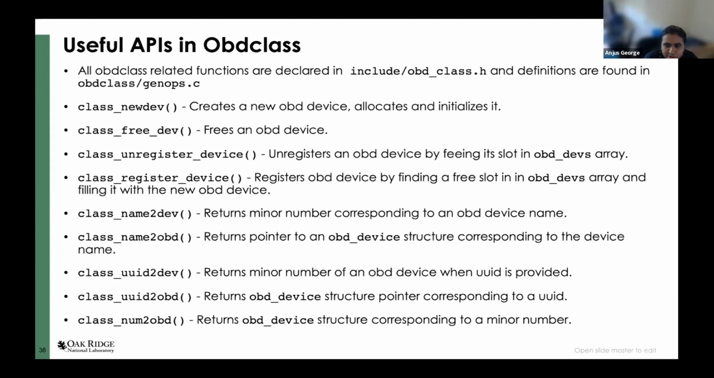Class_register, unregister and register device unregisters and registers the OBD device. The class_name2dev function returns the minor number corresponding to an OBD device name. Class_name2obd returns a pointer to an OBD device structure corresponding to the device name. Class_uuid2dev returns the minor number of an OBD device when the UUID is provided. And there are a few other useful APIs in the OBD class.